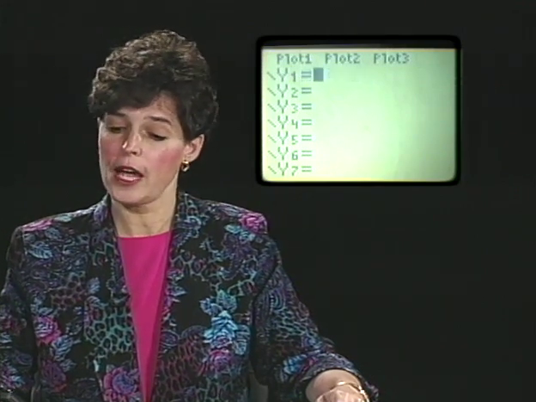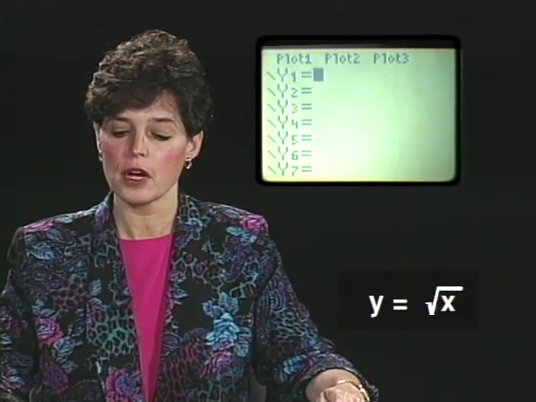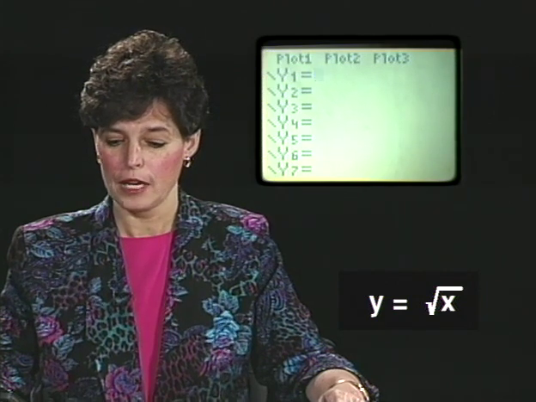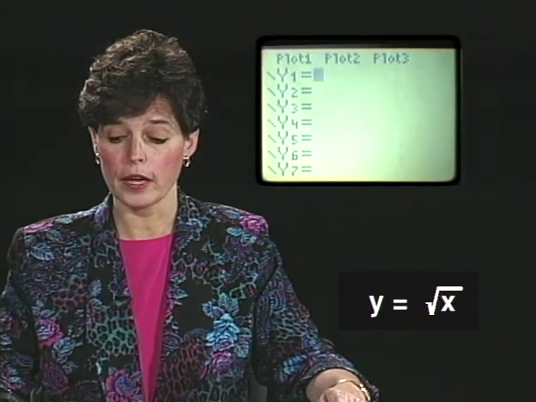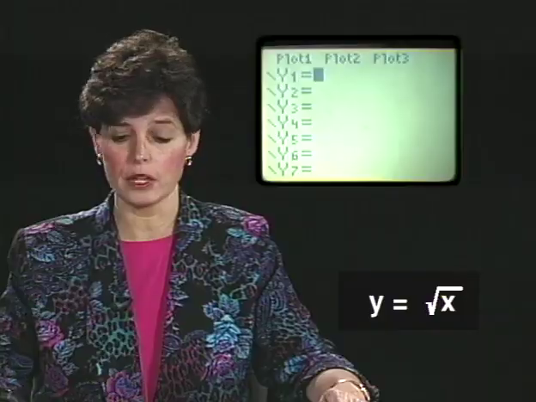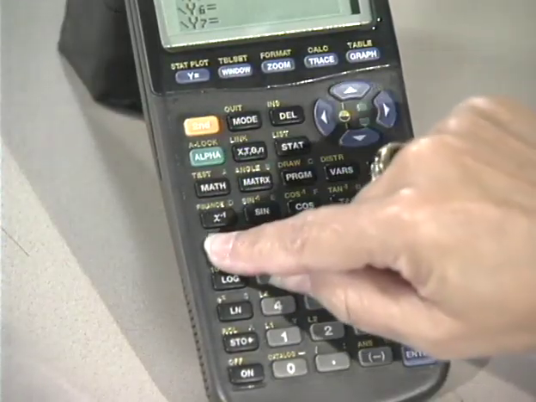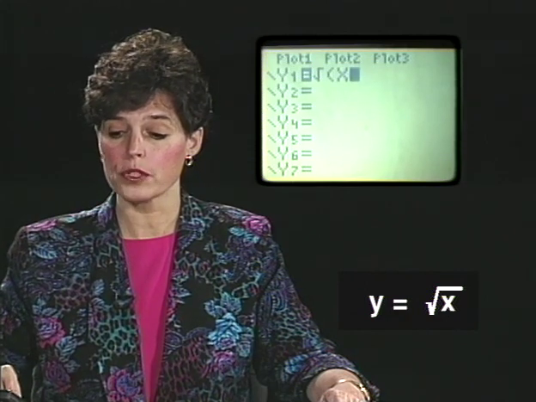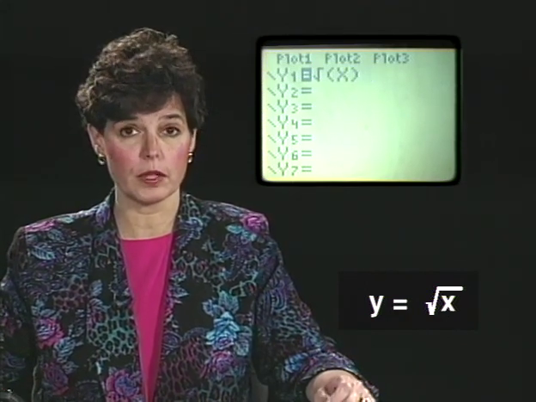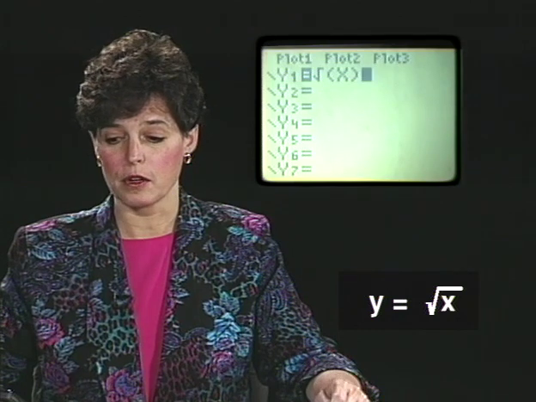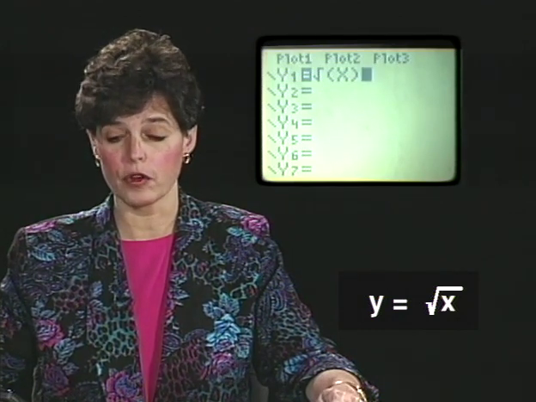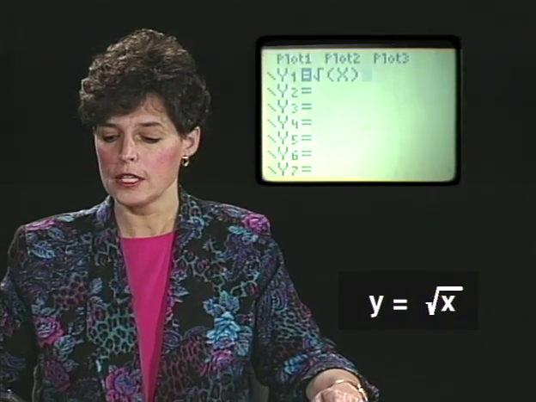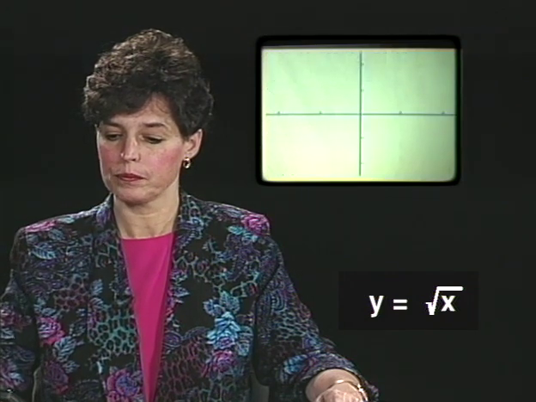Go to y equals, clear out this function, and we're going to enter the function the square root of x. Now remember that the square root symbol is located up above x squared, and since it's in yellow, I'll have to do second. Press X, and then close that parenthesis, because whenever the calculator gives you a left parenthesis, you must make sure that you put the right parenthesis in there in the place that you want it. Let's see what this graph looks like.